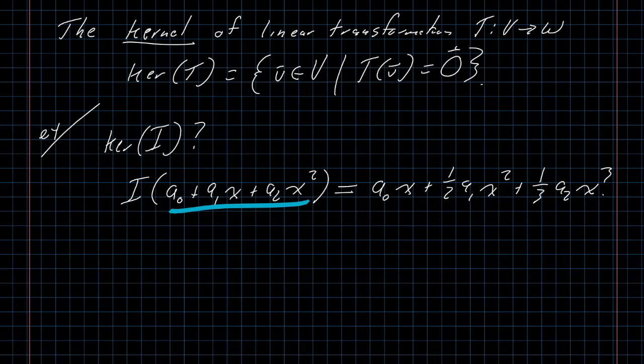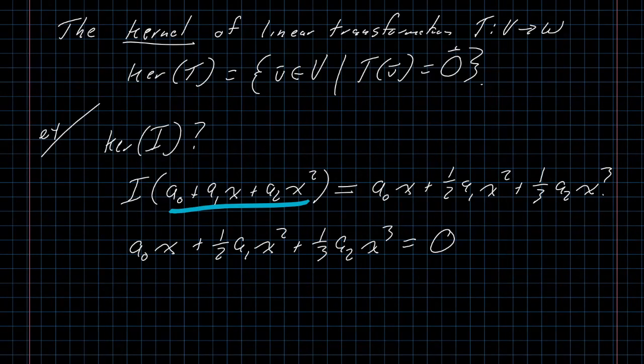And if we're looking for the kernel of I, we're looking for an arbitrary element in I, like we have right here, and we want to know when that is equal to 0. So a naught x plus 1/2 a1x squared plus 1/3 a2x cubed is equal to, well, the 0 polynomial is just equal to 0. This is a fairly easy one to establish. This is actually kind of a boring kernel to look at, but I think that sometimes makes it a nice first example.